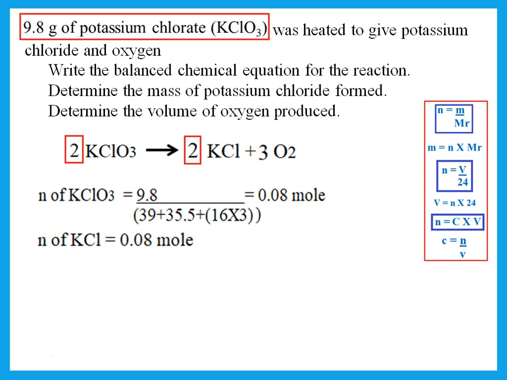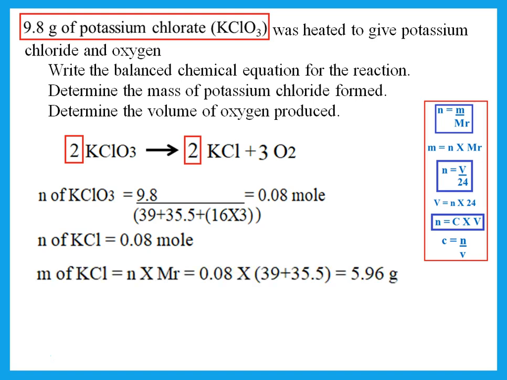Then what does he want? He wants the mass. How do I get mass? From the equation, mass is number of moles times mR. So I put the number of moles times the mR of what I'm talking about, KCl. This gives me a certain mass of potassium chloride.